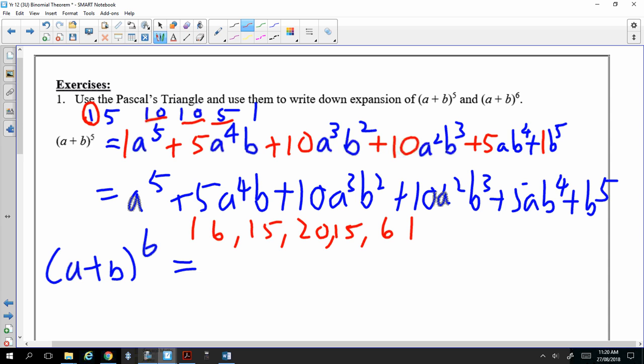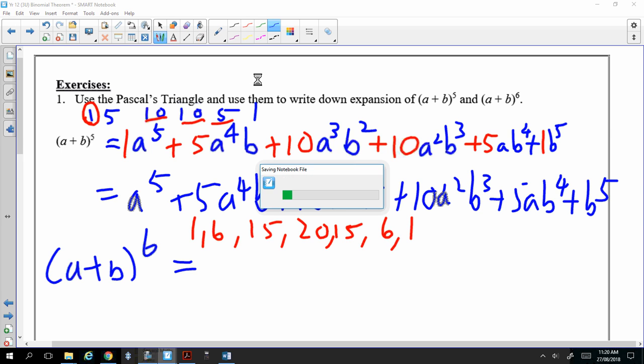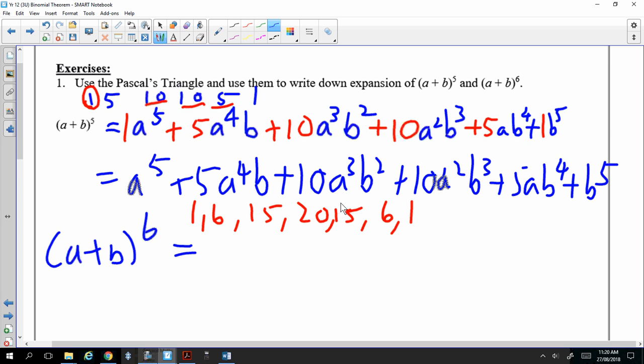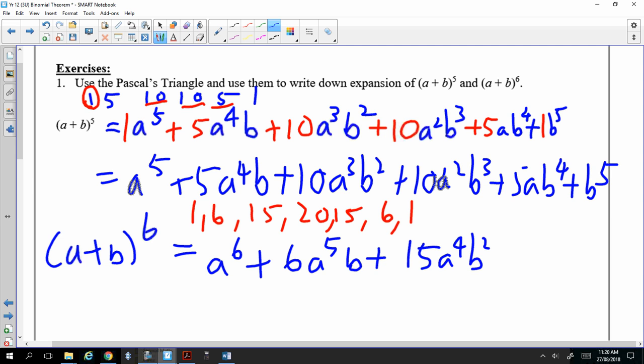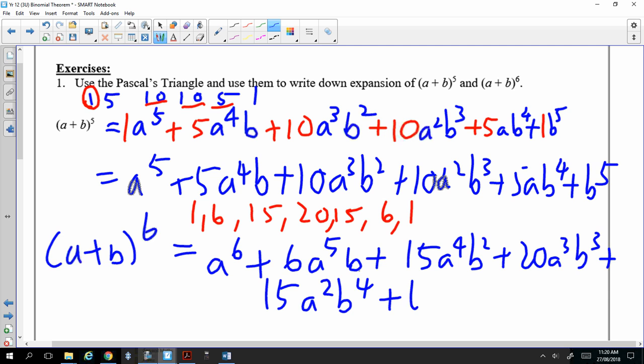All right, let's start this. a to the power of 6, and then 6a to the power 5 b, 15a to the power 4 b squared, plus 20a cubed b cubed, plus 15a squared b to the power 4, plus 6a b to the power 5, plus b to the power 6. All got that? Okay, now we can expand this.